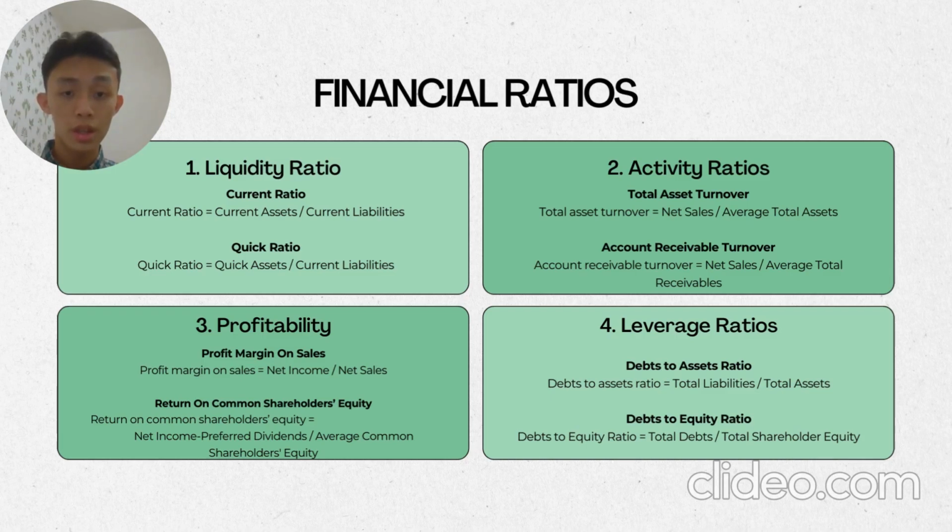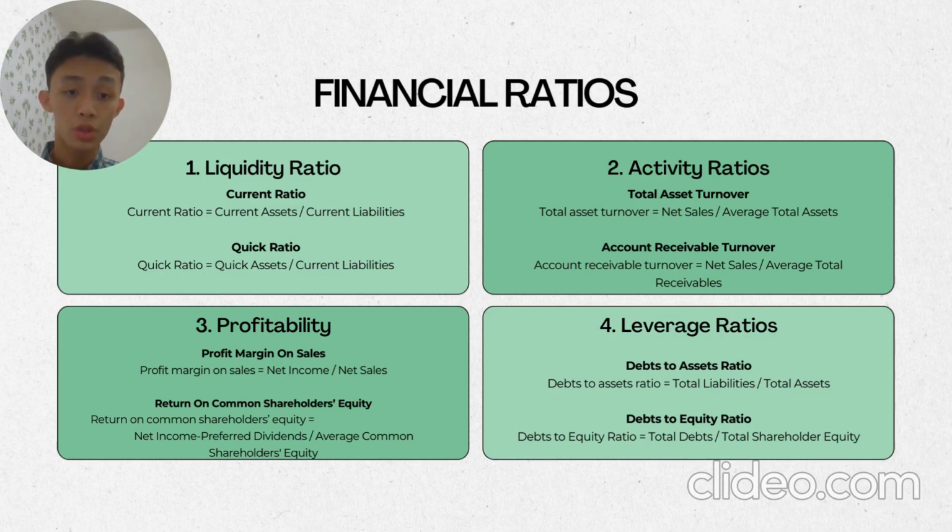And number 3, the third financial ratio, is the profitability ratio. Profit margin on sales is net income divided by net sales. And the return on common shareholders' equity is net income minus preferred dividends, divided by average common shareholders' equity.